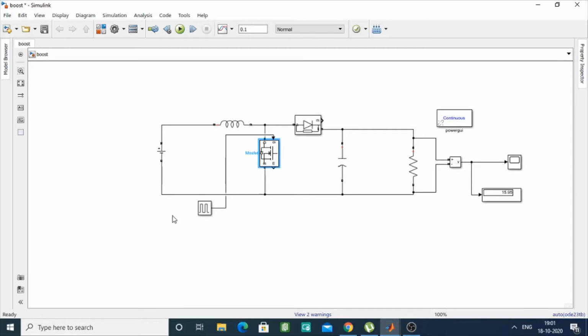A boost converter, also known as a step-up converter, is a DC to DC power converter that steps up voltage while stepping down the current from its input supply to its output, which is also the load.